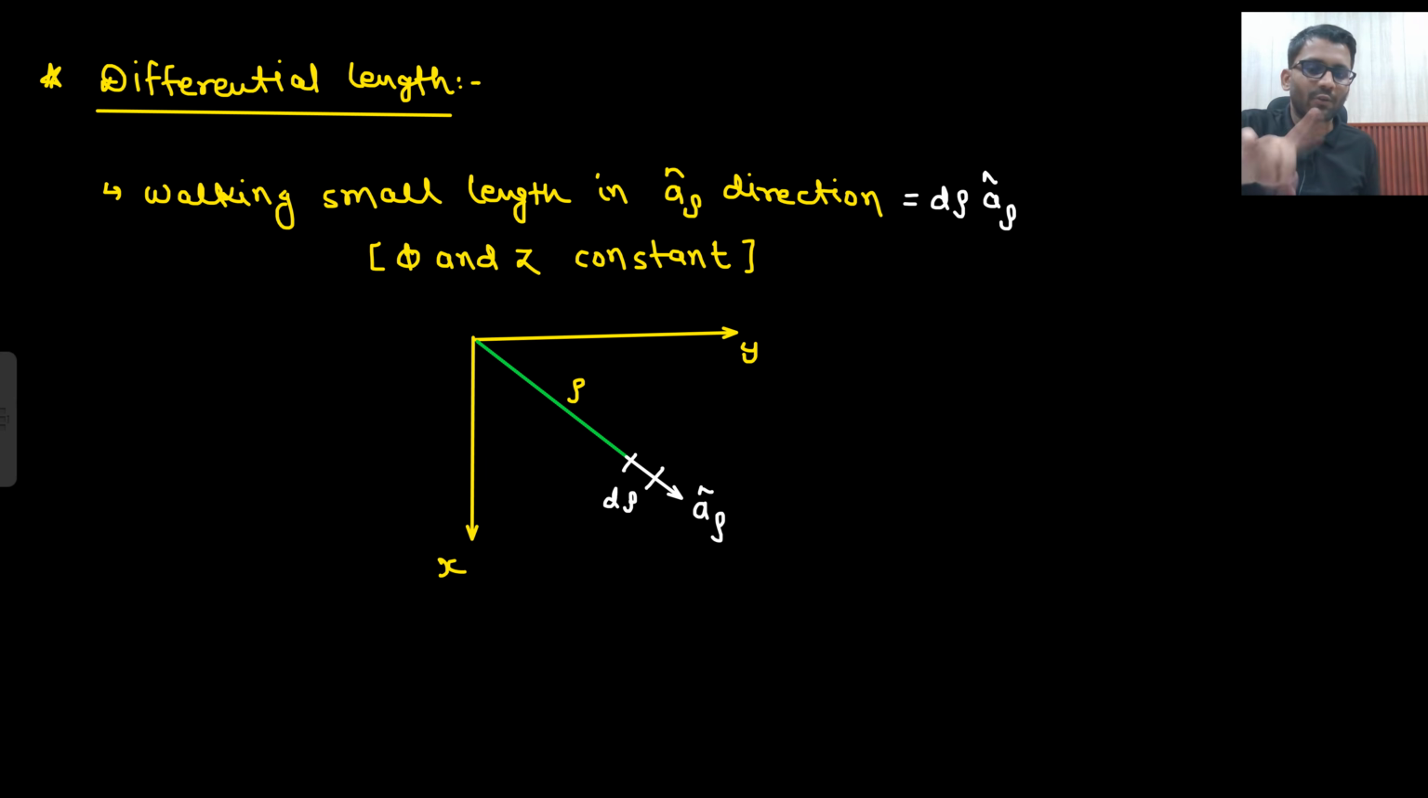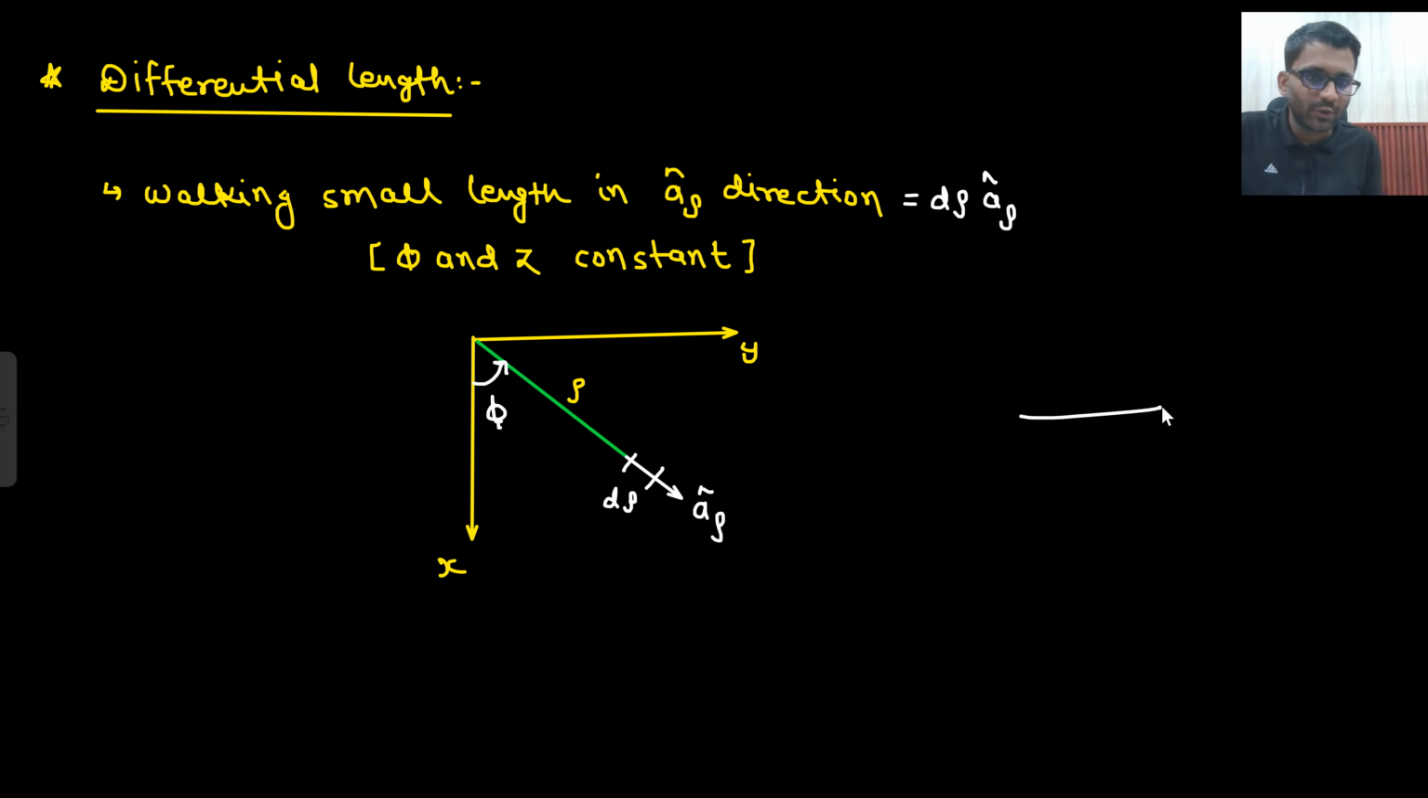And one more thing I forgot to tell. Whenever I am working in a particular direction, all the rest of the coordinates will be constant. That phi and z will be constant, which means this angle will be constant. Now you cannot say, sir, that I will work in the rho direction but at some other phi. No, phi is constant, and the z coordinate is also constant.